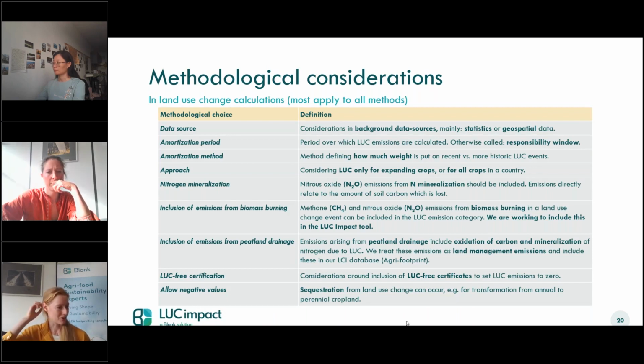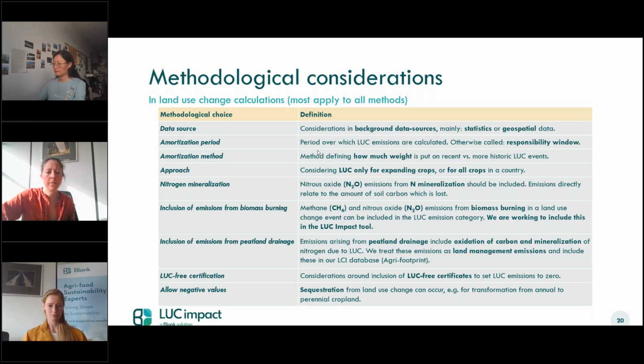Then there are a lot of other methodological considerations. And also regarding time, I think we shouldn't get into those in depth. One that I wanted to point out is the amortization period and the amortization method, because this debate around which amortization method to use is recently becoming more important. With the amortization period, we mean the period over which land use change emissions are calculated and considered. Sometimes it's also called the responsibility window.